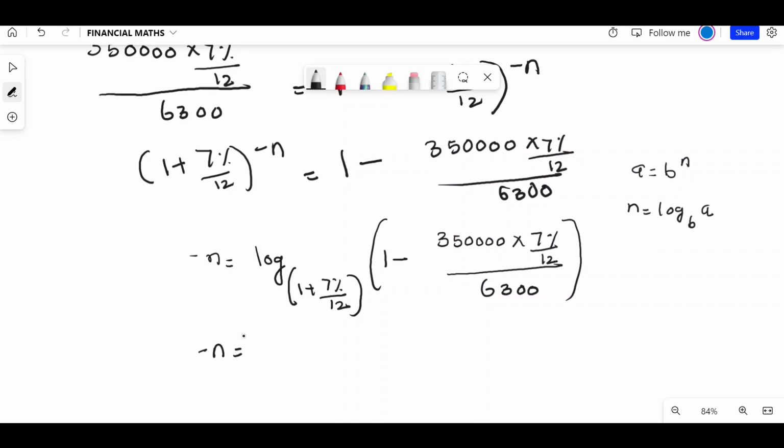So when you enter this in the log button in the calculator, the answer will also be negative, 67,3393, and so on. Round off to 2 decimal places: 67,34 months. How many months? That was the question. So the final answer is 67,34 months.